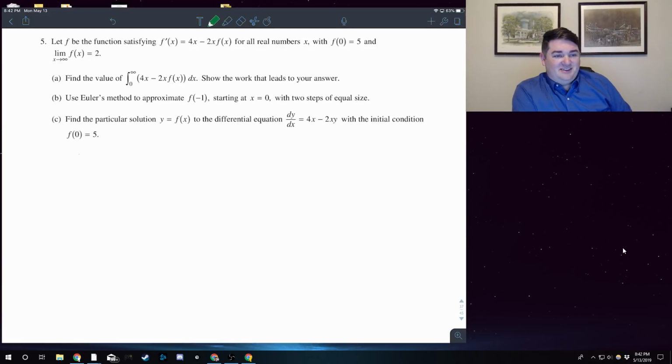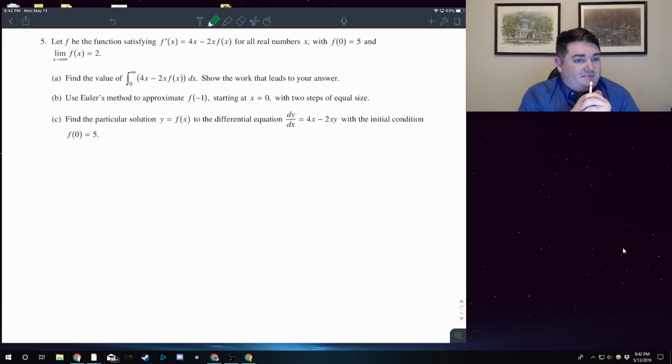Number 5 says, let f be the function satisfying f prime of x equals 4x minus 2x f of x for all real numbers with f of 0 equals 5. Initial condition, I'm already recognizing that. And the limit as x goes to infinity of f of x equals 2. Whew, this seems hard. Again, I'm looking at this for the first time, so you can see my thought process here. If I make a mistake, that'll be fun to watch.